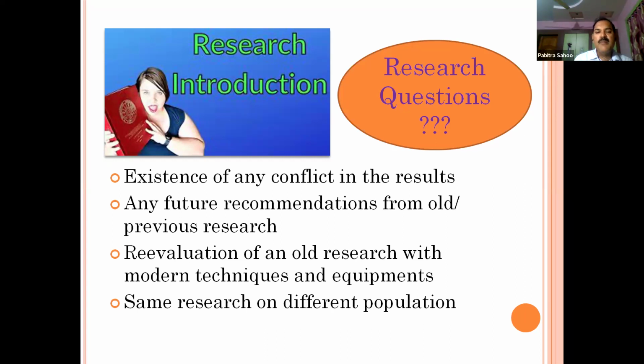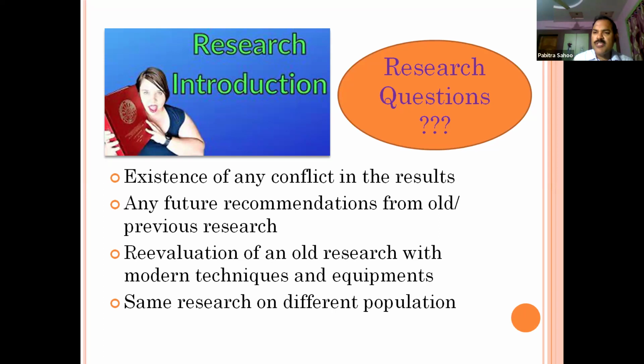Then sometimes there is re-evaluation of old research. Research means searching again. If you want to research something already studied, try to find out if there are any new things in the already researched articles. It is not always new; you can evaluate old research with modern methods. Suppose one article was published in 1960, 1965, or 69. The method they used for assessing has changed, or new equipment has come up now. By using the new equipment, the same research question can be used and you may find different results. So research is not always new. You can find new things in old things also.